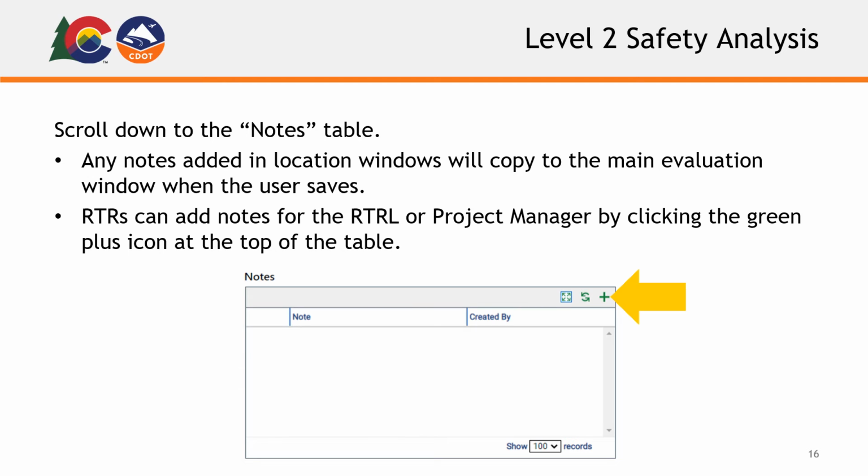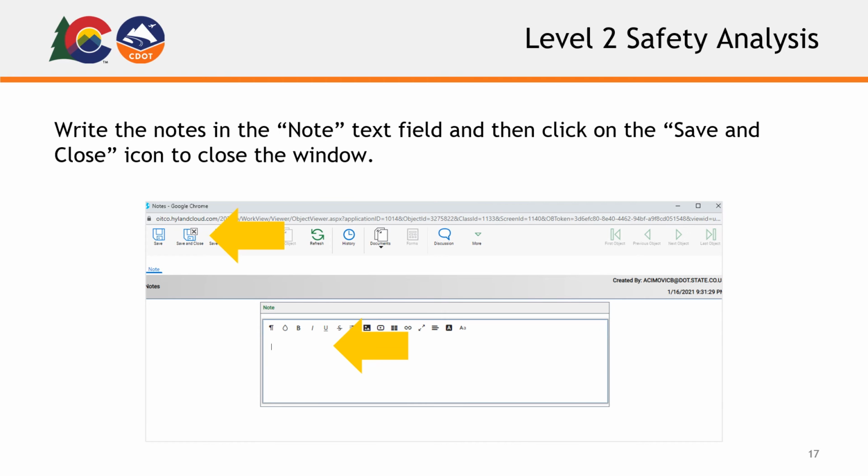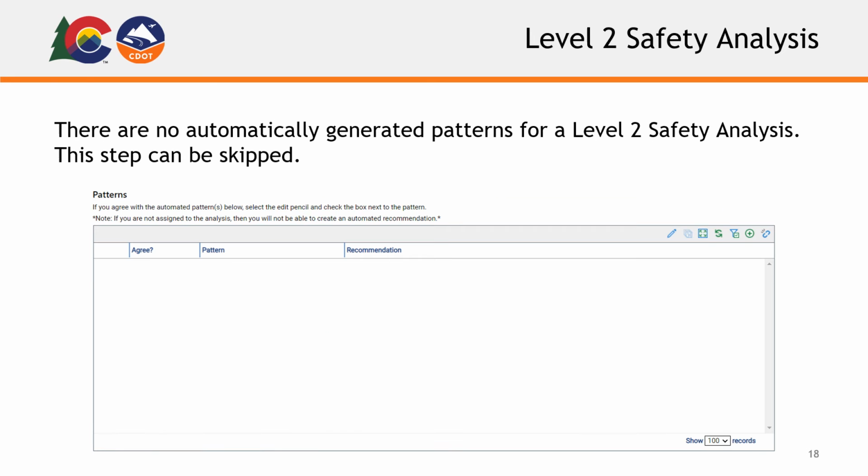RTRs can add notes for the RTRL or Project Manager by clicking the green plus icon at the top of the table. Write the notes in the Note text field and then click on the Save and Close icon to close the window. There are no automatically generated patterns for a Level 2 safety analysis. If there are no patterns after refreshing the table, this step can be skipped.